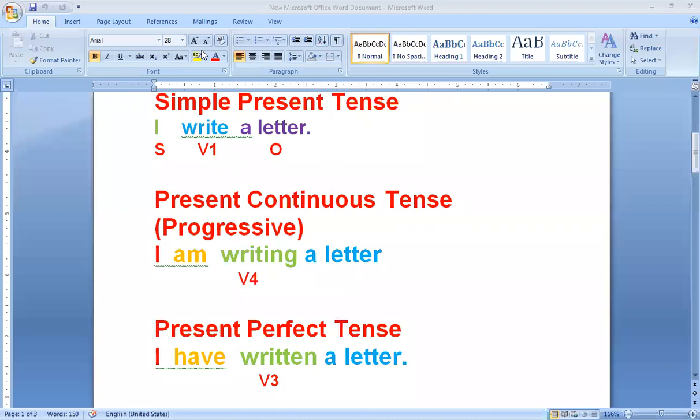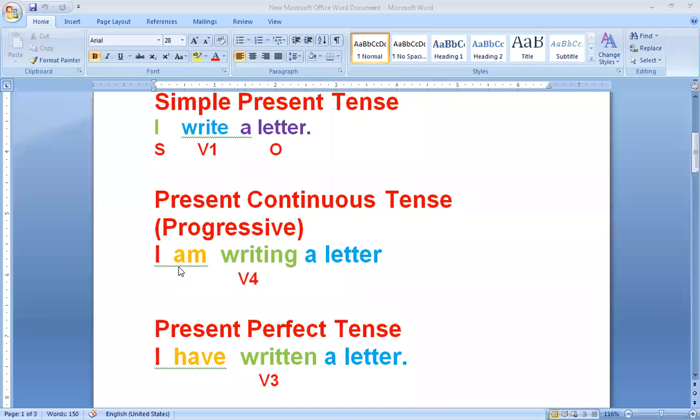The grammatical structure of this present continuous tense is subject plus am/is/are. So instead of am, is, are can be used. These are the auxiliary verbs: am, is, are. Am is used with the subject I. Am is only used with subject I.